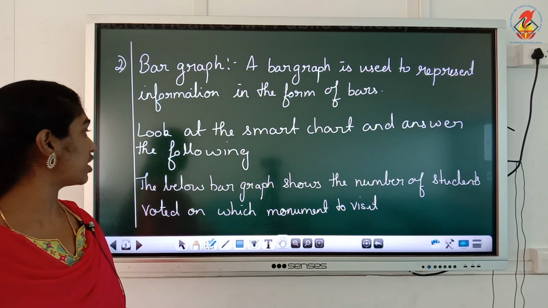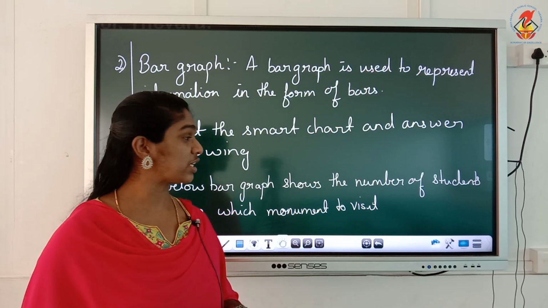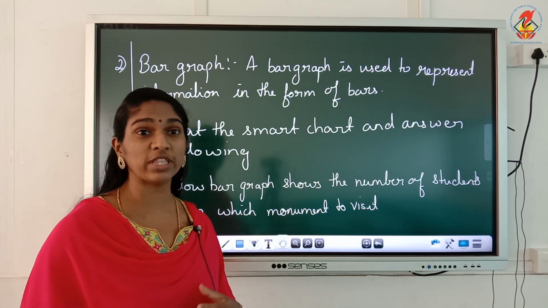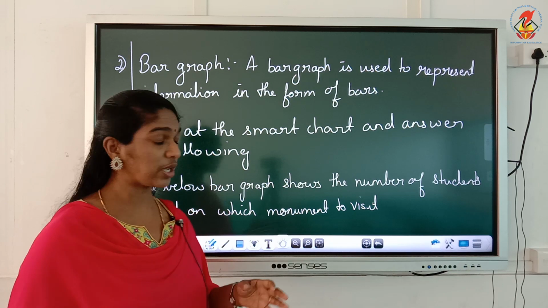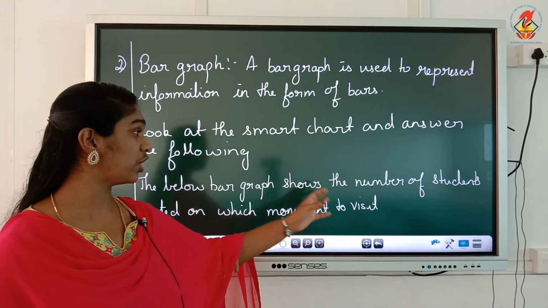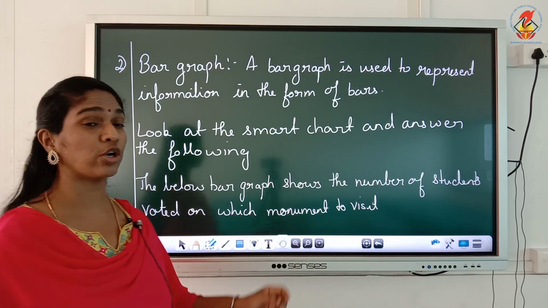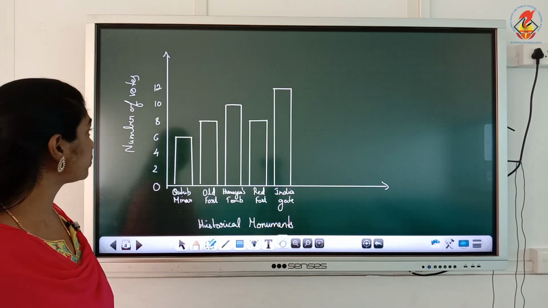Look at the smart chart and answer the following. The below bar graph shows the number of students who voted on which monument to visit. They are going for a trip. The teacher is asking them which monument they want to visit. Many students gave different places, so they took that information, and that is what is shown on the bar graph. So we will have a look at the bar graph now.